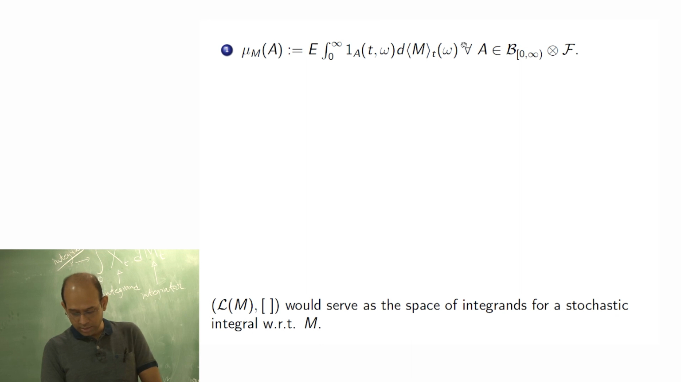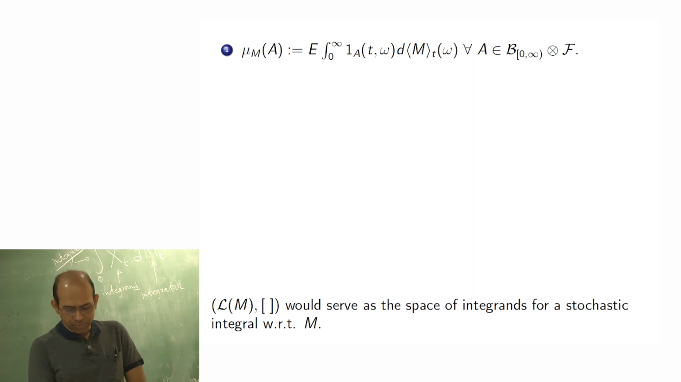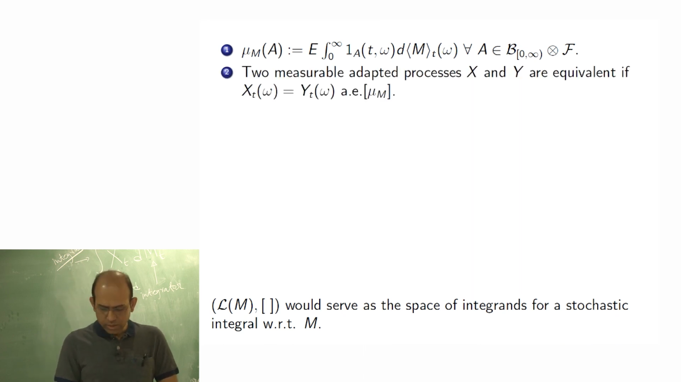Here the second integration is with respect to the P measure. Whatever we get is surely a non-negative value, either a positive number or plus infinity. So, this is a non-negative extended real number valued map. Mu_M defined this way clearly satisfies all the conditions to be a measure on this sigma algebra. So, this mu_M we consider.